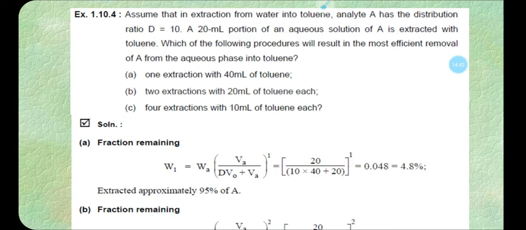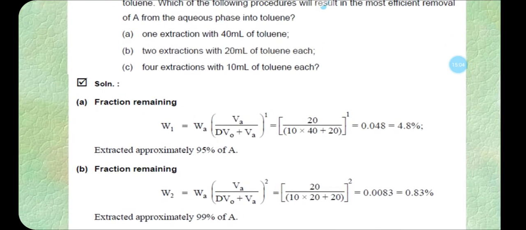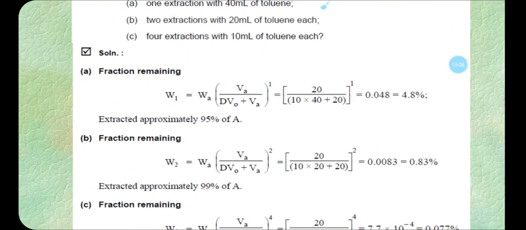That means the total volume of organic layer is constant, that is 40 ml. But they have tried 4 operations of 10 ml, then 2 operations of 20 ml, and one single operation of 40 ml of toluene. So let us find out which method will be more efficient to extract the metal ion.